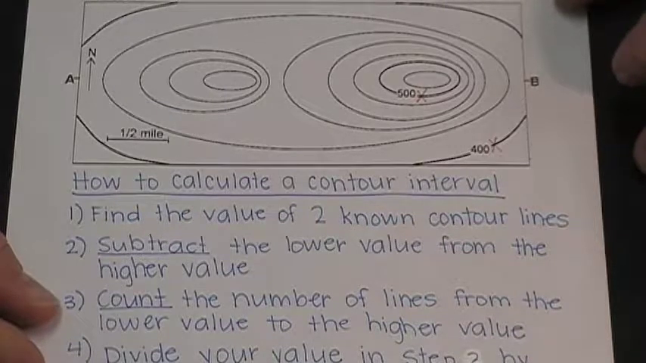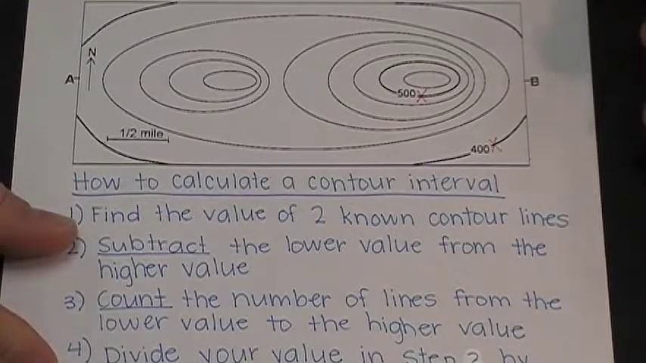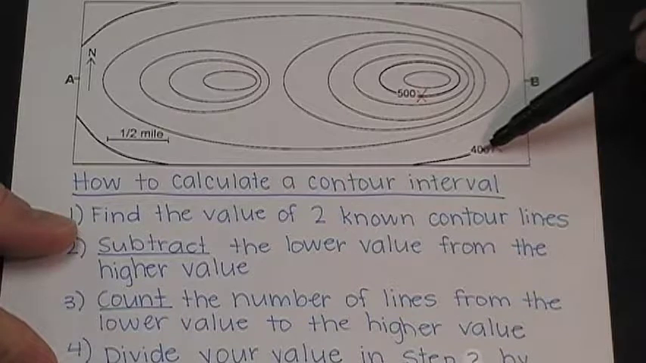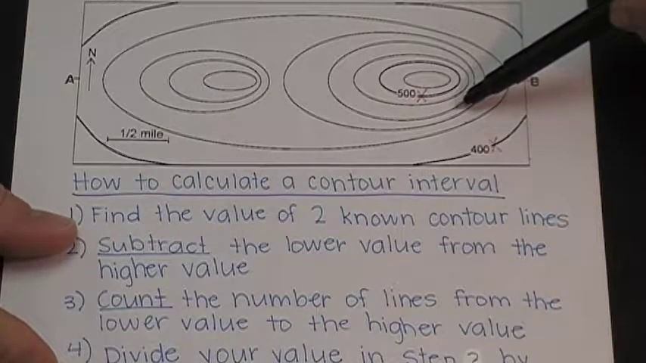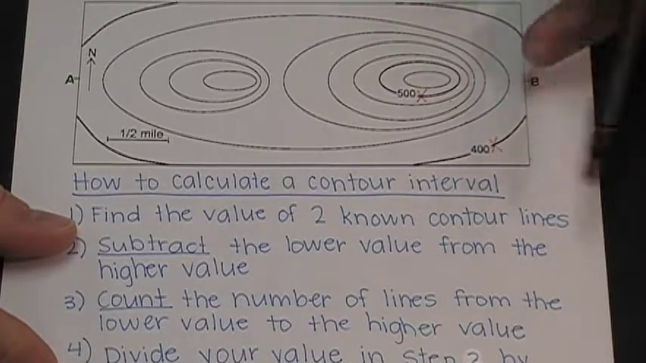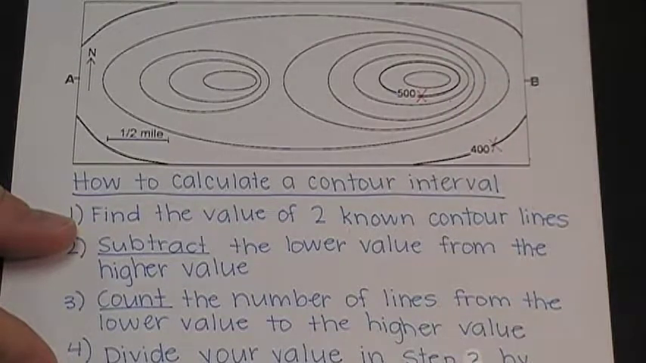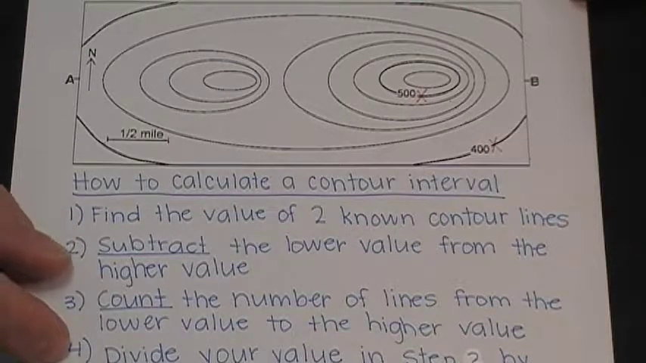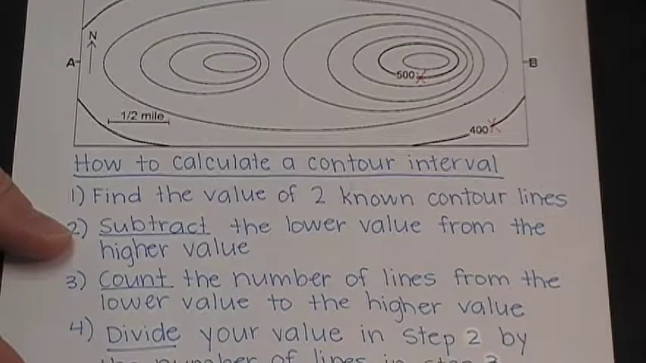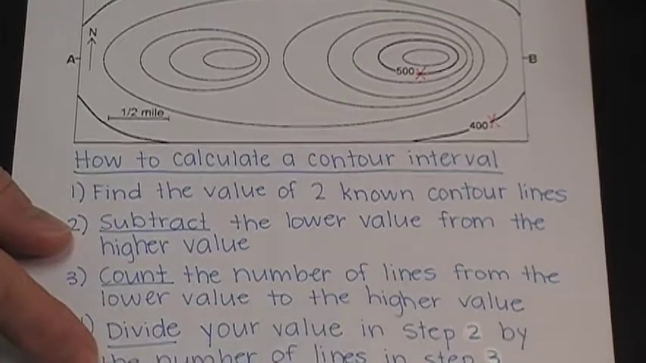Count the number of lines from the lower value to the higher value. So in that case here, we start here, 400, and we go 1, 2, 3, 4, 5. So in 5 contour lines, we've moved 100 feet. In order to calculate our contour interval, we need to simply divide the value that we calculated in step 2 by the number of lines in step 3.